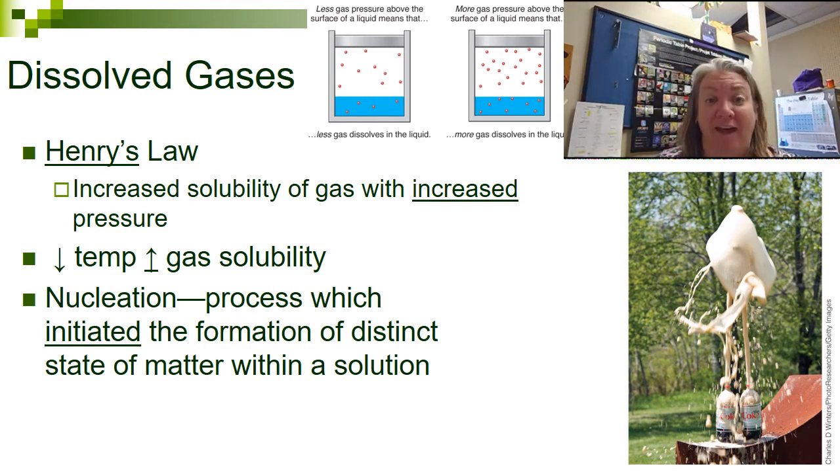So with dissolved gases, we have some special, unique things that we have to think about. One of the things deals with something called Henry's Law. Now, Henry's Law was named for a guy, William Henry, who was an English scientist back in 1775.